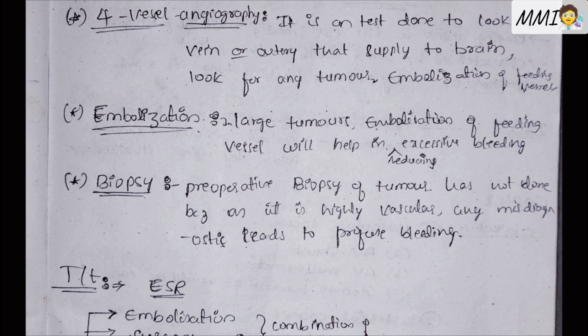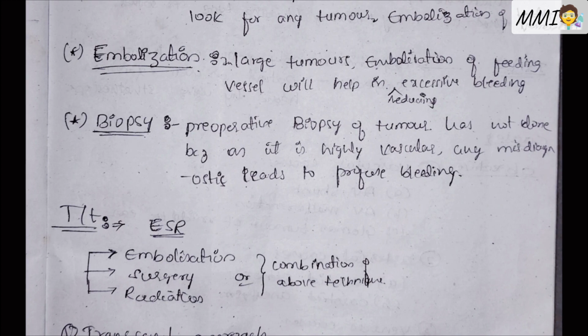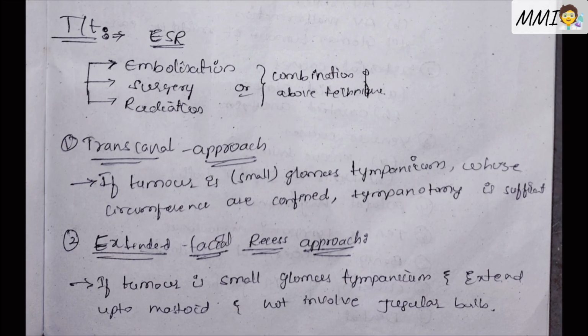Embolization: in a large tumor, embolization of the feeding vessel will help in reducing excessive bleeding. Next is biopsy. Preoperative biopsy of the tumor is not done because, as it is highly vascular, any attempt leads to profuse bleeding. Biopsy is not done as it is highly vascular and non-encapsulated, therefore there are high chances of bleeding. Embolization is done to avoid the bleeding. Next, coming to the ESR, we will do erythrocyte sedimentation rate, embolization, surgery, and radiation.